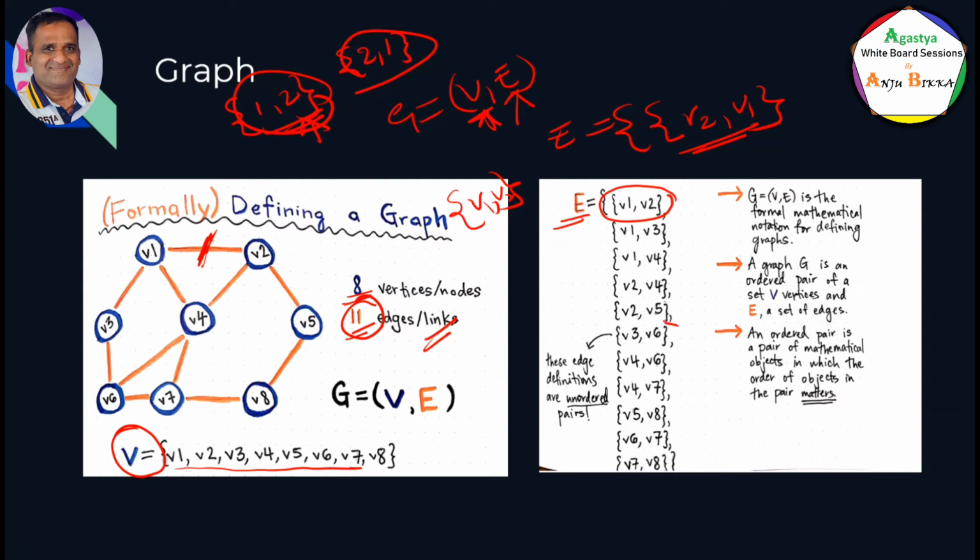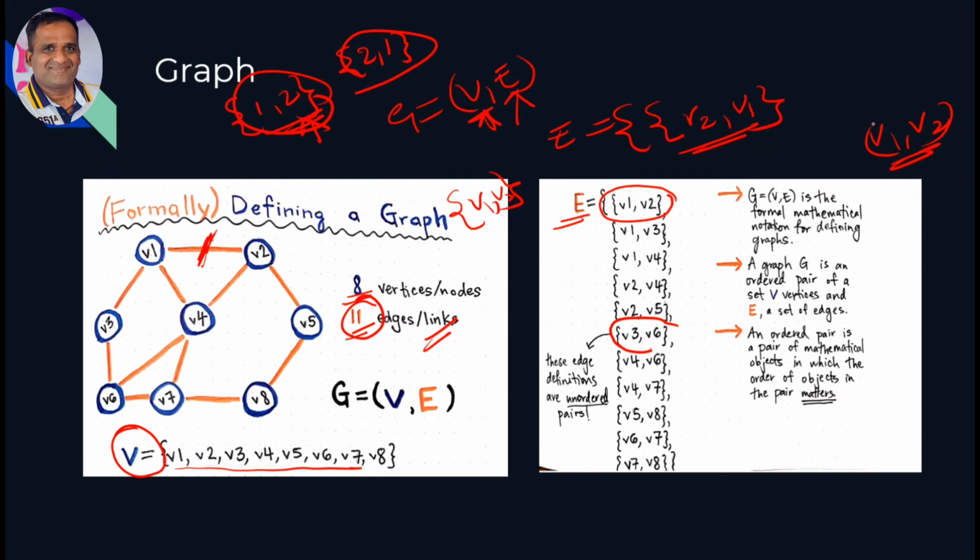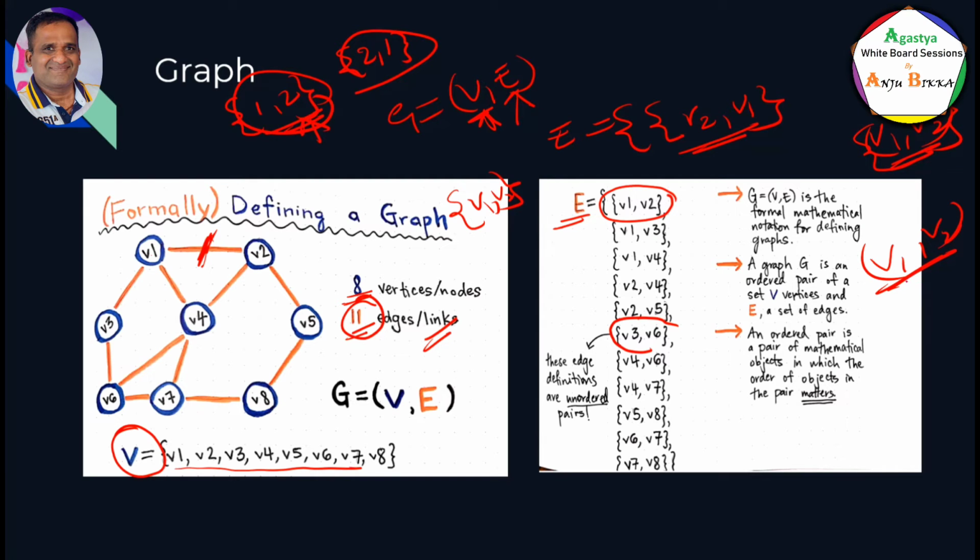So why, if the order is not important, do we use the set notation instead of just V1, V2? If we use a sequence, the order matters. But if we use a set, the order doesn't matter. So that is the reason for the edges in the undirected graph. This is one edge, another edge, another edge. You can see they used the set notation, and set notation means the order doesn't matter.